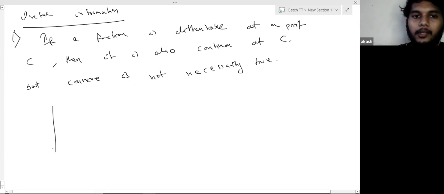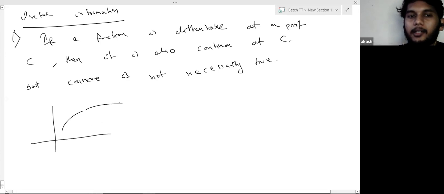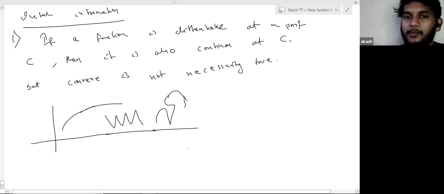Basically, what continuity checks is whether there are some broken parts in a graph. If it is not broken, then the function is continuous. This graph is not broken, this is continuous. This graph is not broken, and this is continuous. If it is broken, this is not continuous.